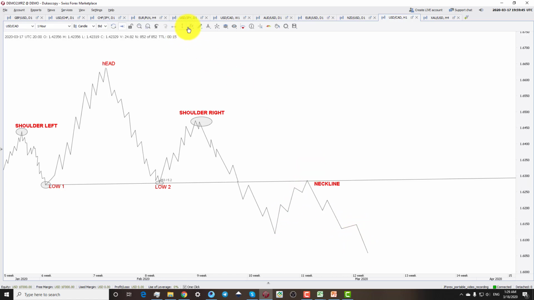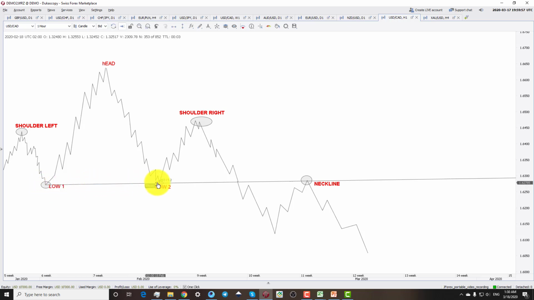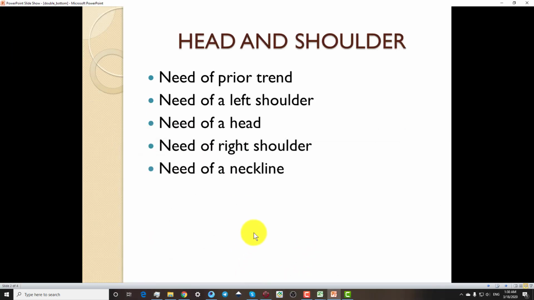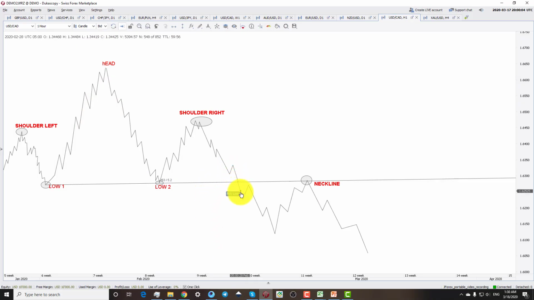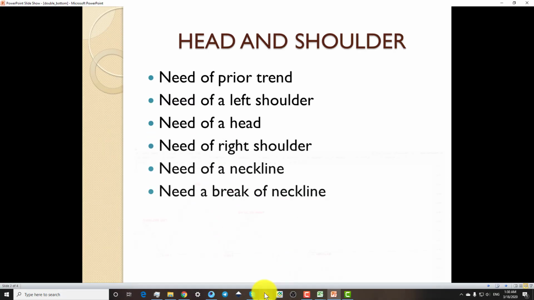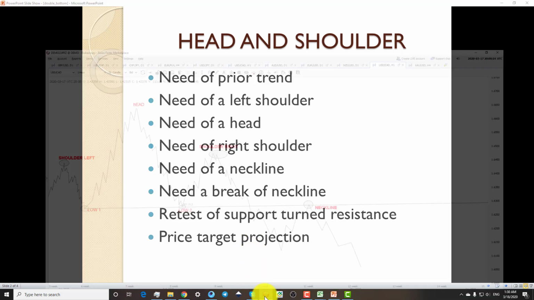Now what I have said, I will explain it. You see, there is a need of a right shoulder. Okay, we got the right shoulder. Then after, there is a need of a neckline, which we got after joining these two lows. And then after, there is a need of a break of the neckline, which is confirmed by the candle closing below the neckline. Okay, and then a retest of support turned resistance is also required. After that, we will project the price target.